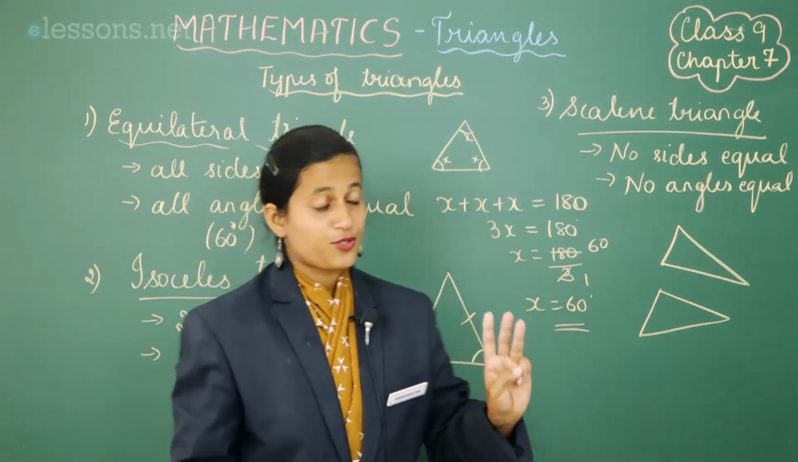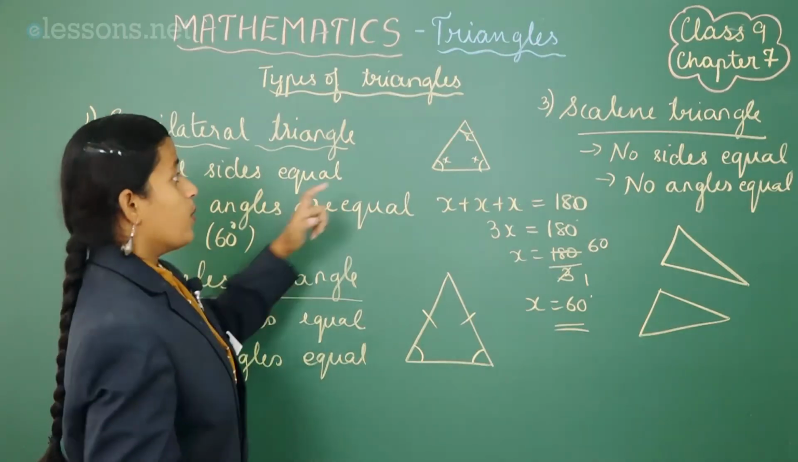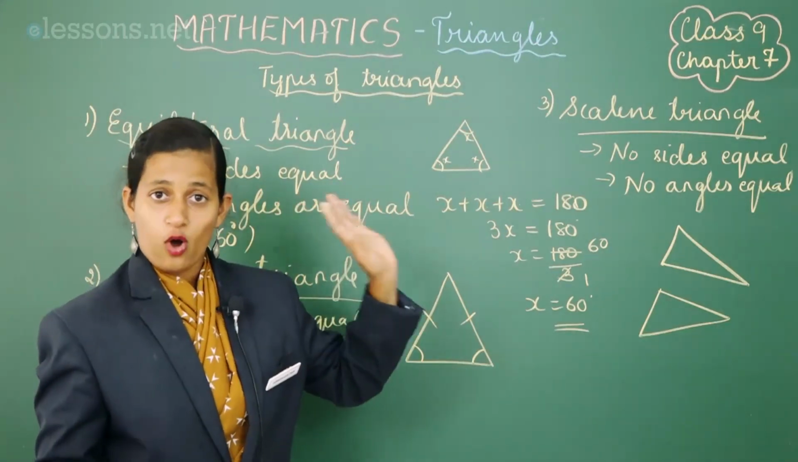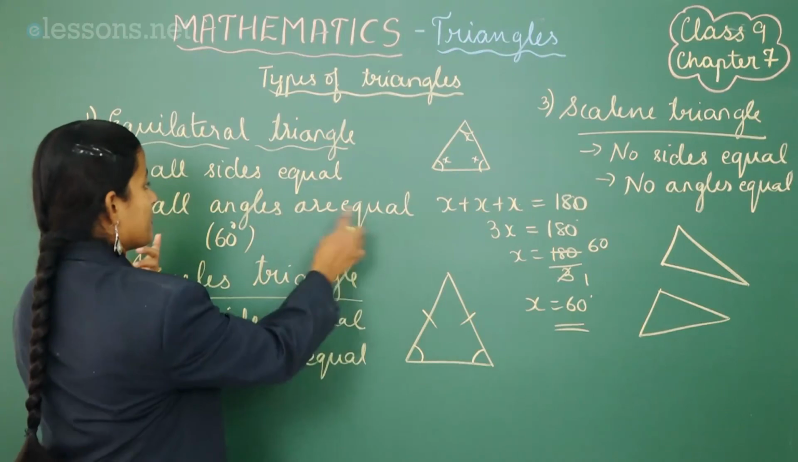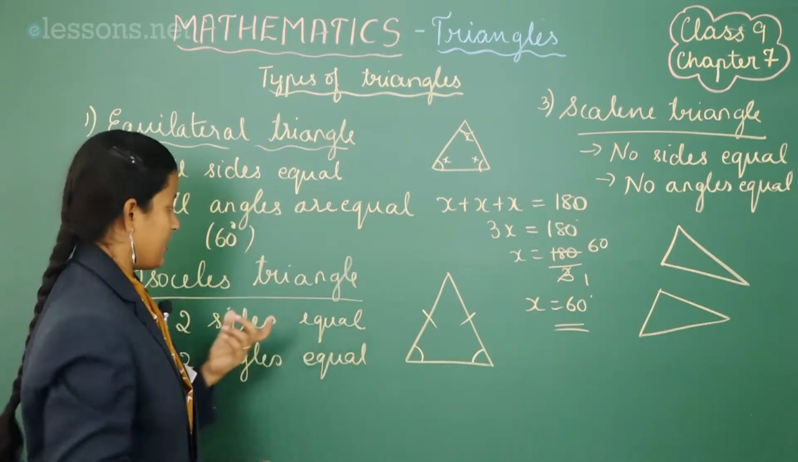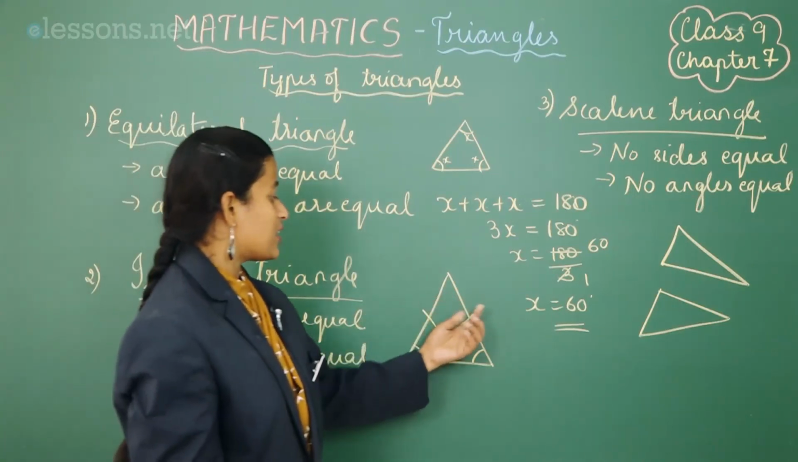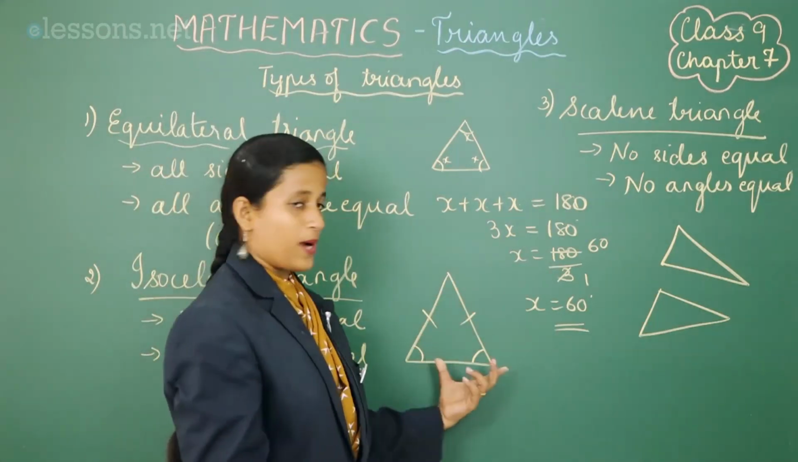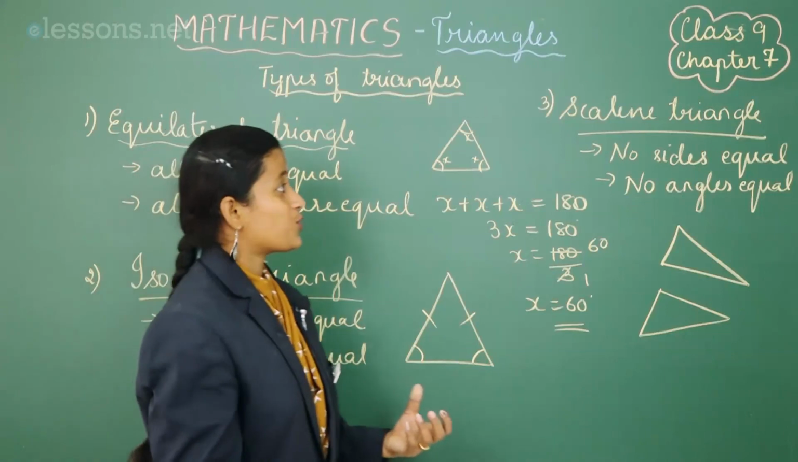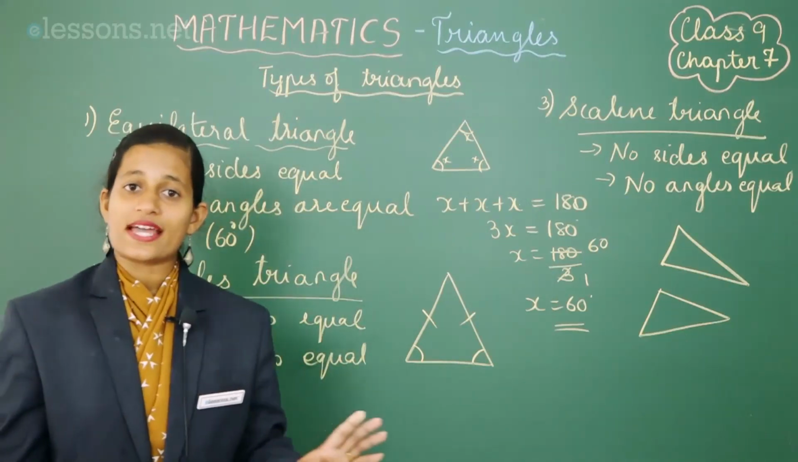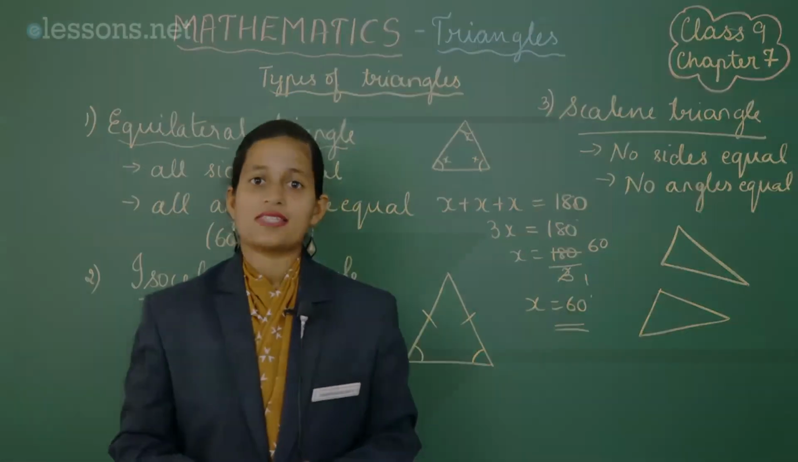So we have three types of triangles. Equilateral, where all sides are equal and all angles are equal, with each angle equal to 60 degrees. The second one is the isosceles triangle, wherein two sides are equal and the corresponding two angles are equal. Next we have the scalene triangle, where no sides are equal and no angles are equal.